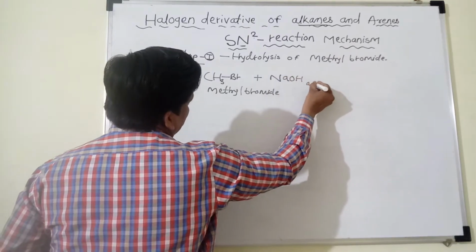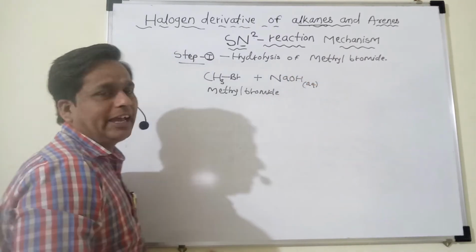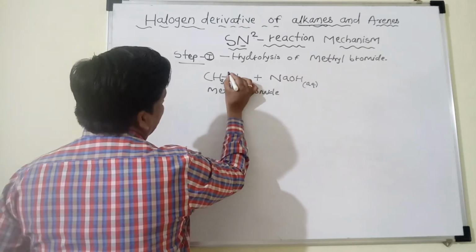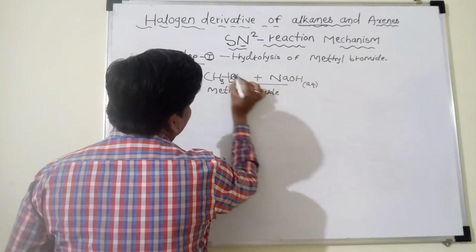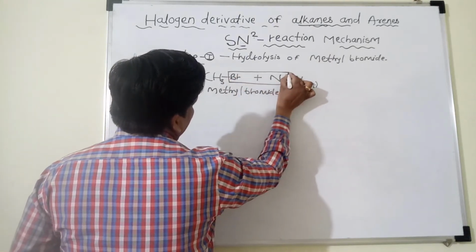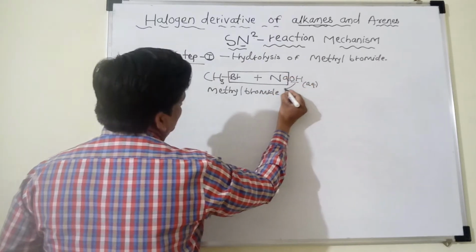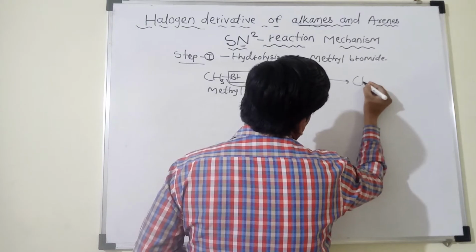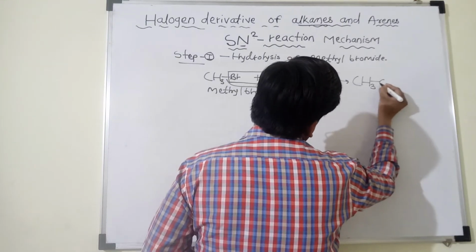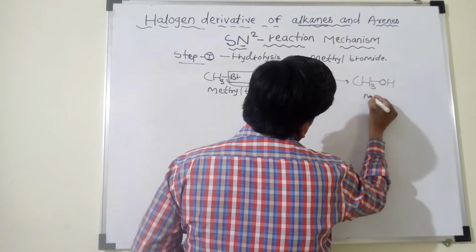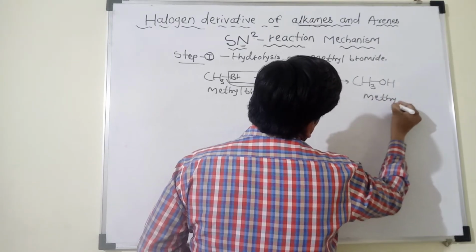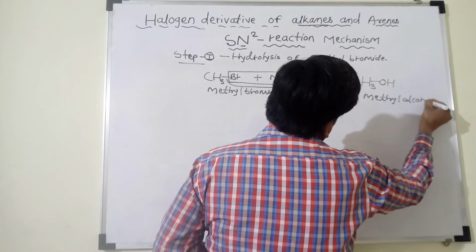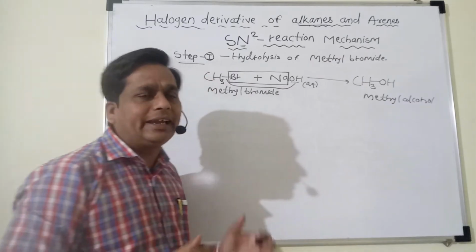NaOH is in aqueous form. So here NaBr is removed like this. NaBr is removed, and the OH group, the nucleophile, will attack here, and here we get methyl alcohol. CH3OH is the methyl alcohol. Okay, are you clear how methyl alcohol will be obtained?